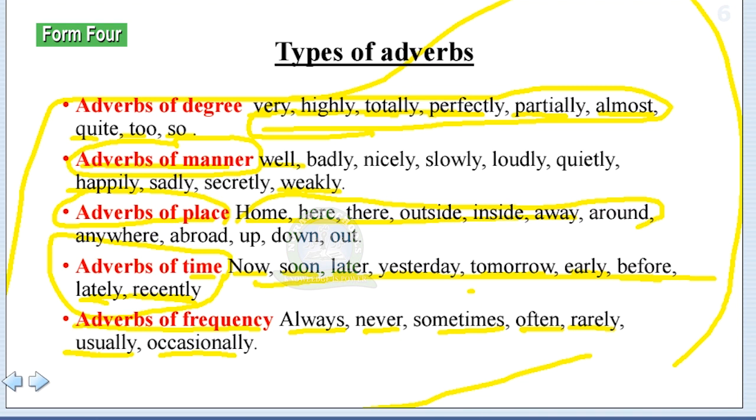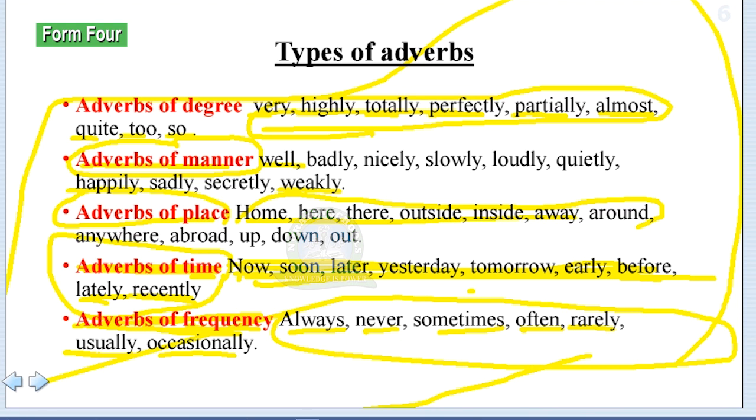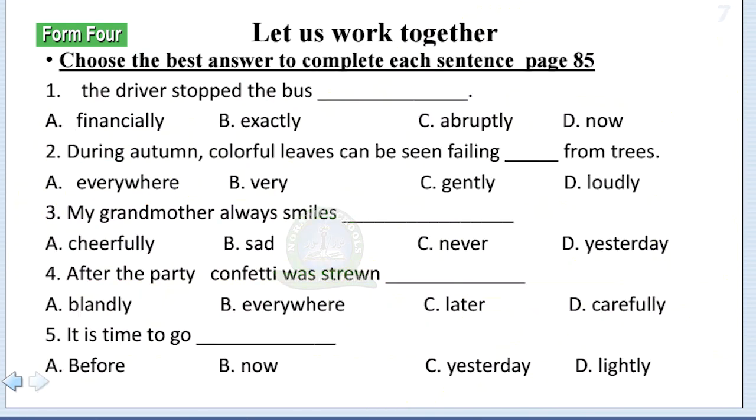I slept well yesterday. How many adverbs? I slept well yesterday. Or I played football well yesterday in the stadium. So these are adverbs of time because they tell us the time. Adverb of frequency: always, never, sometimes, often and rarely. These are the types of adverbs.